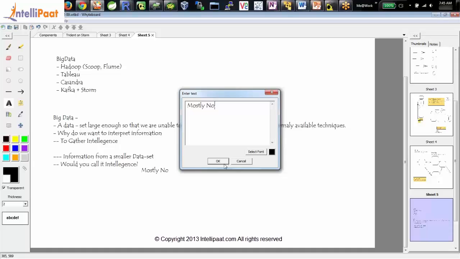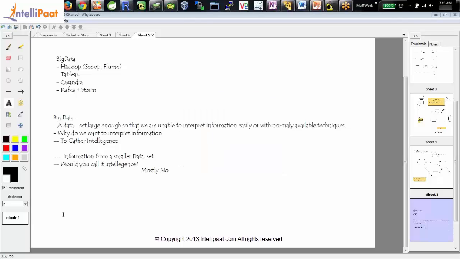The answer to this is mostly no. When we take information from a data set, it is mostly some numbers. It is not intelligence. It is some kind of summary or information that is used for some metrics or analysis. I'm just making the basis very clear so that it makes sense what we are trying to do.